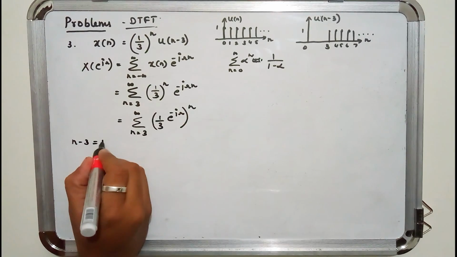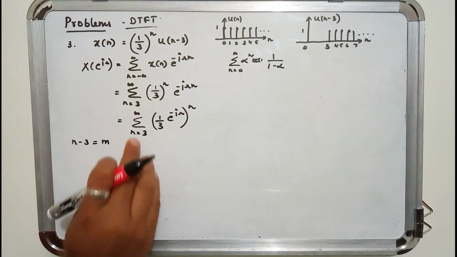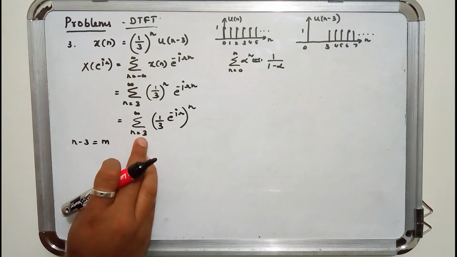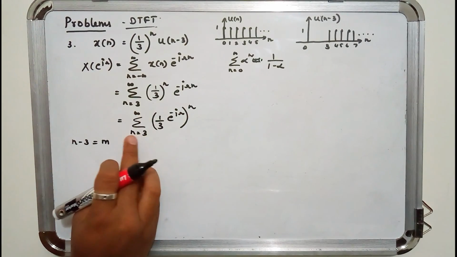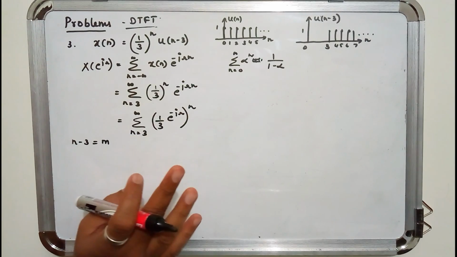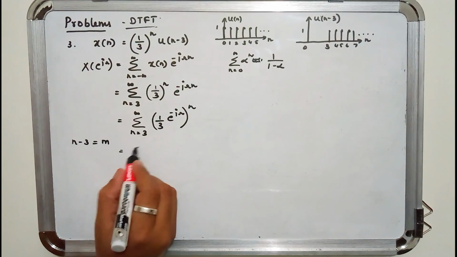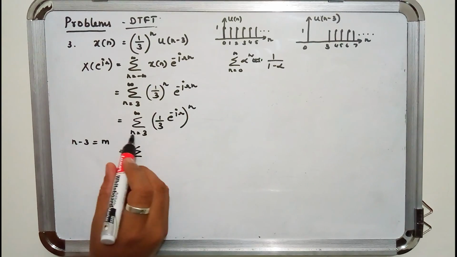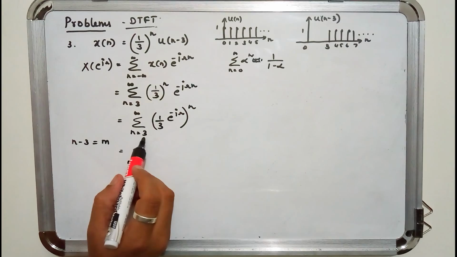You substitute it as some other variable n. Are you guys clear? So if n is equal to 3, you write n minus 3 is equal to n, or if n is equal to minus 3, you write n plus 3 is equal to n. So if I substitute n is m, what will be the lower limit? Since n is replaced by m, this will be m is equal to. Now what is the lower limit?